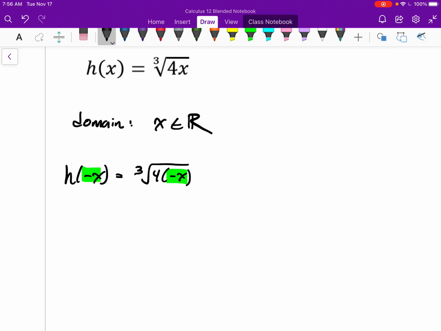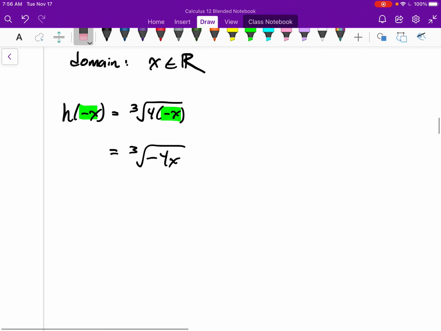Clean this up a bit. We get the cube root of negative 4x, which is not the same as what we started, right? These two are not the same. So it's definitely not even, because if it was even, these two equations should end up being perfectly equivalent. But they're not. All right? Let's see if it's odd.